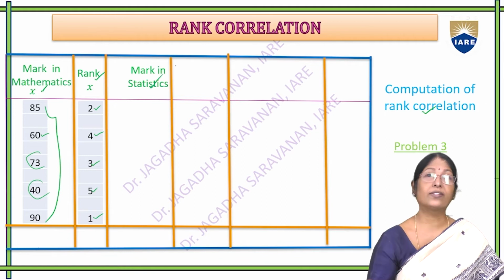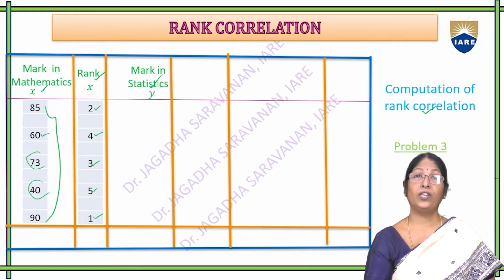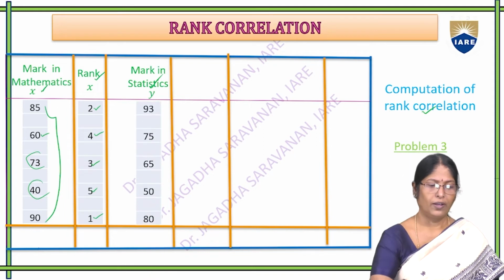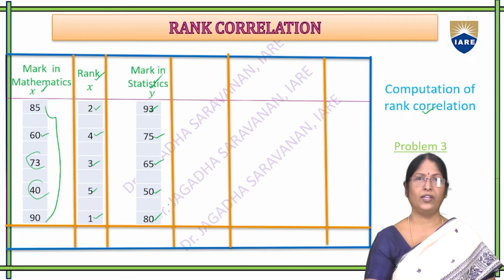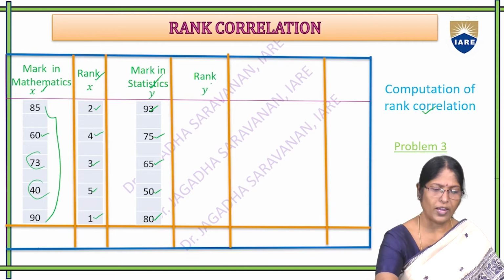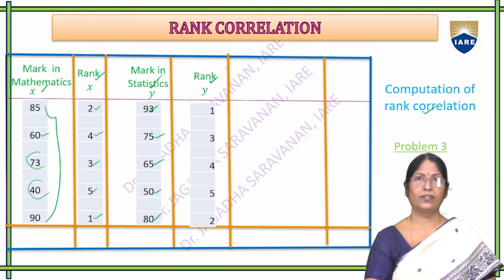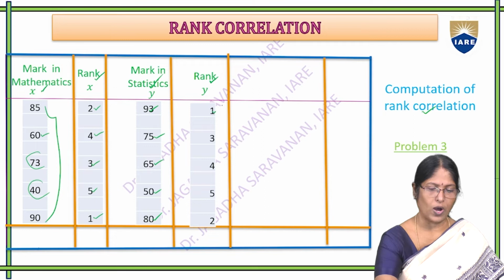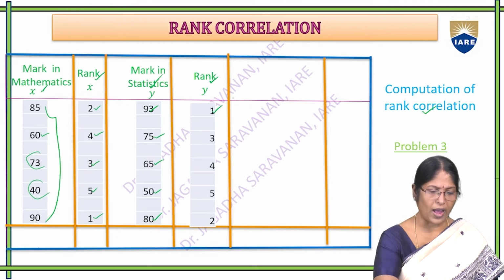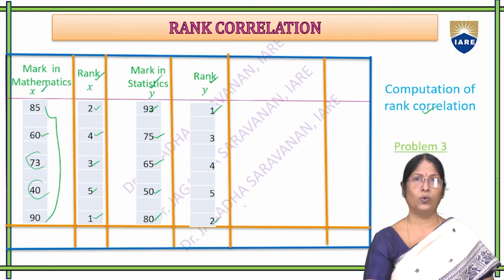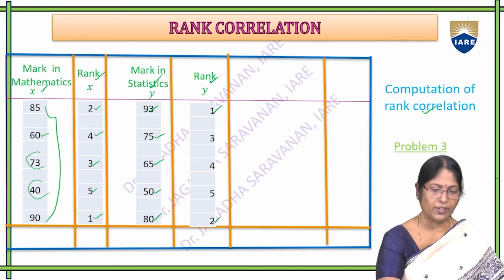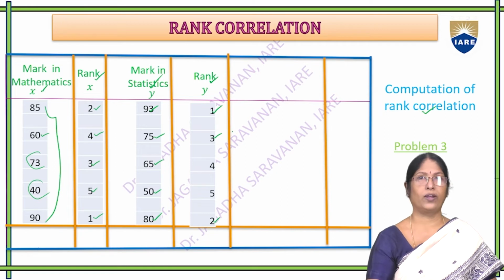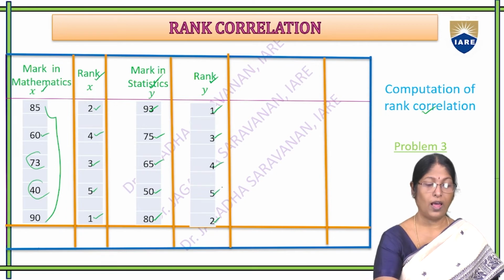Next, marks in statistics, that we named Y: 93, 75, 65, 50 and 80. Rank in Y. Here the highest one is 93, that is 1. The next highest is 80, that is 2. The next highest is 75, that is 3. The next one is 65, 4. The last one is 5.